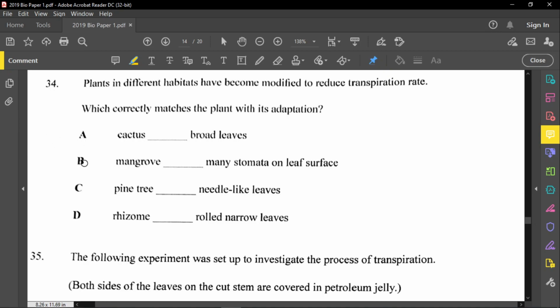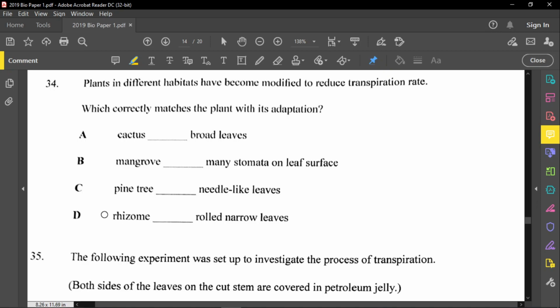Okay, and so B said mangroves, many stomata on leaf surface, and if you're going to reduce transpiration, then it can't have a lot of stomata because a lot of stomata mean more transpiration, right? All right, so the pine with needle-like leaves, and that's good because the leaves are needle-like. They're not really true leaves, but they're needle-like. Needle-like means that they're very thin and narrow. That means the surface area is very small, so not a lot of transpiration will take place. So this is a good one here for question number 34.